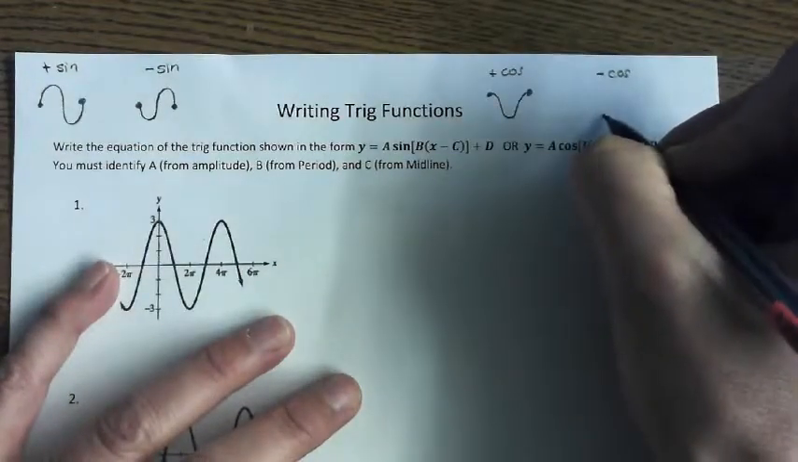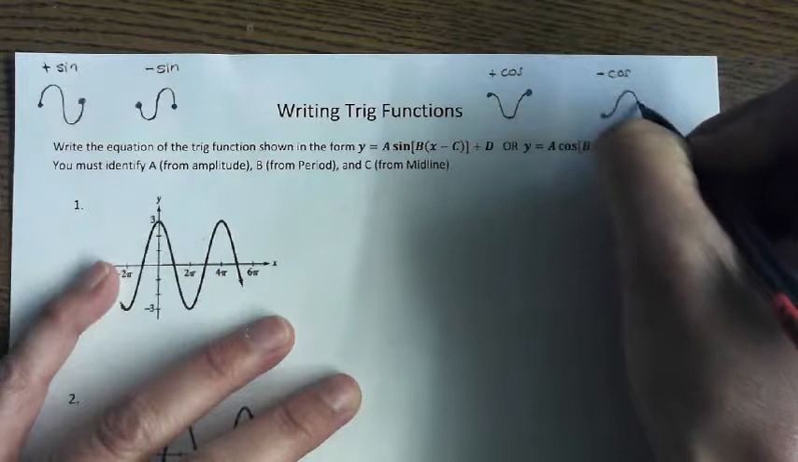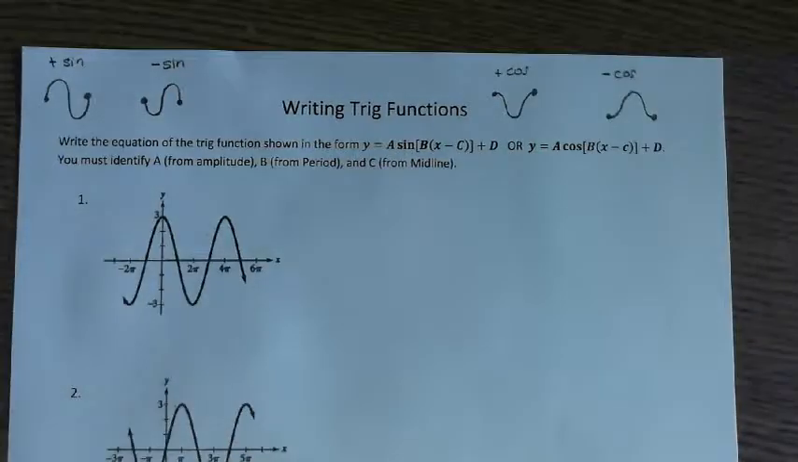A positive cosine has a different look. A negative cosine is, again, a flipped version of that. So when we write our functions, the first thing we're going to figure out is, are we dealing with a sine or a cosine? And then are we dealing with a positive or a negative?